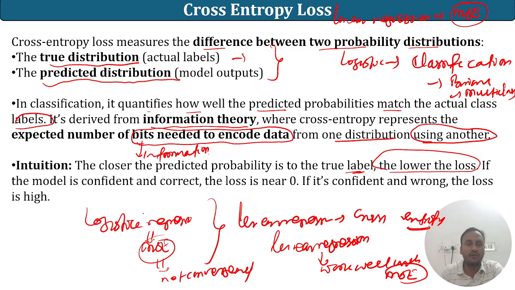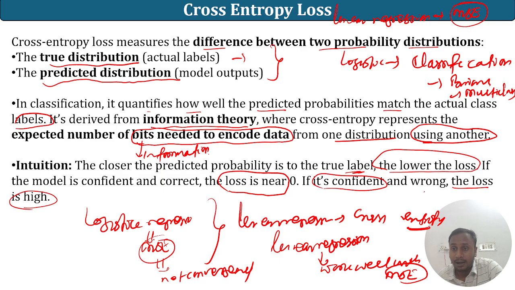If the model is confident and correct, the loss is going to be near zero. If it is confident and wrong, the loss will become high. When the model is confident but wrong, what happens? It's the case of overfitting. The loss is exaggerated and becomes too high, so it is not able to converge. But some values we came across.